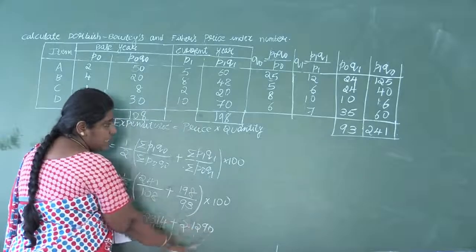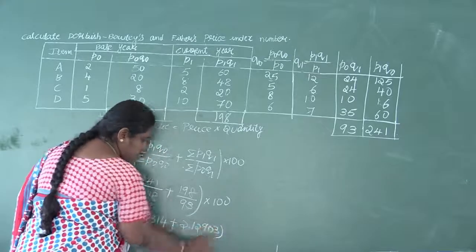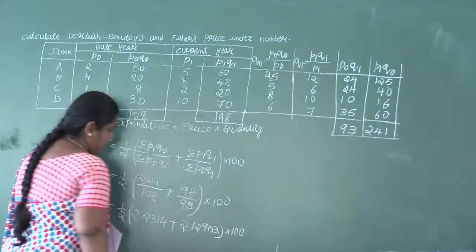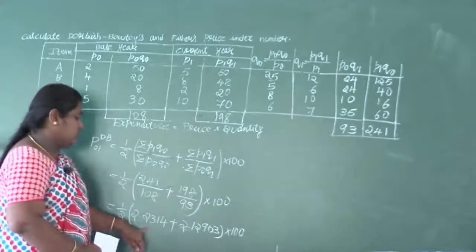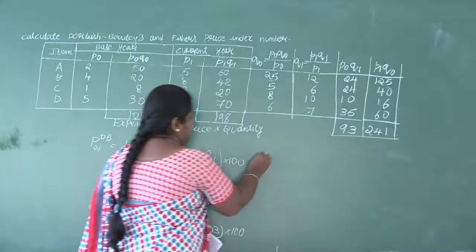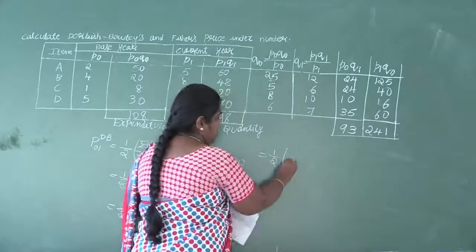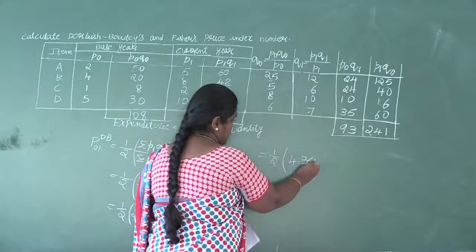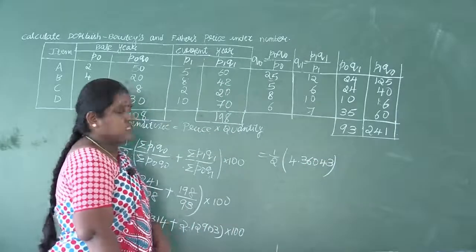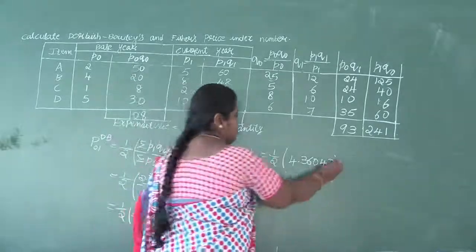Since this last fourth number is 0, I am going to take one more number, which is 3 into 100. Now add 2.2314 and 2.12903. The beginning 1 by 2 we have to write as it is. So 1 by 2 into 4.36043. So when we add, we'll get 4.36043. Then into 100 we have to write as it is.